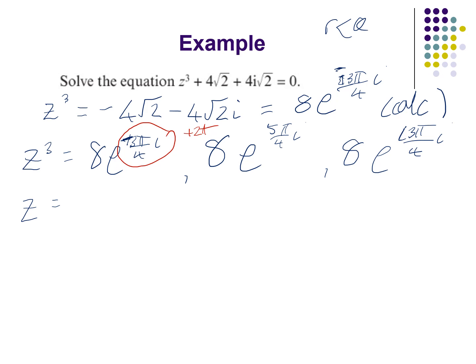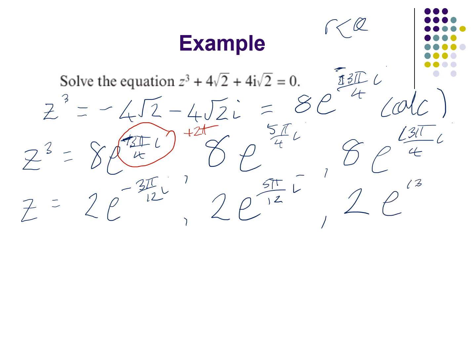Two things to do, remember. Cube root the modulus and divide the argument by 3. So cube root the modulus, divide the argument by 3, so I get 2e to the minus 3 pi by 12i. Cube root the modulus, divide the argument by 3, 5 pi by 12i. Cube root the modulus, divide the argument by 3, 13 pi by 12i.